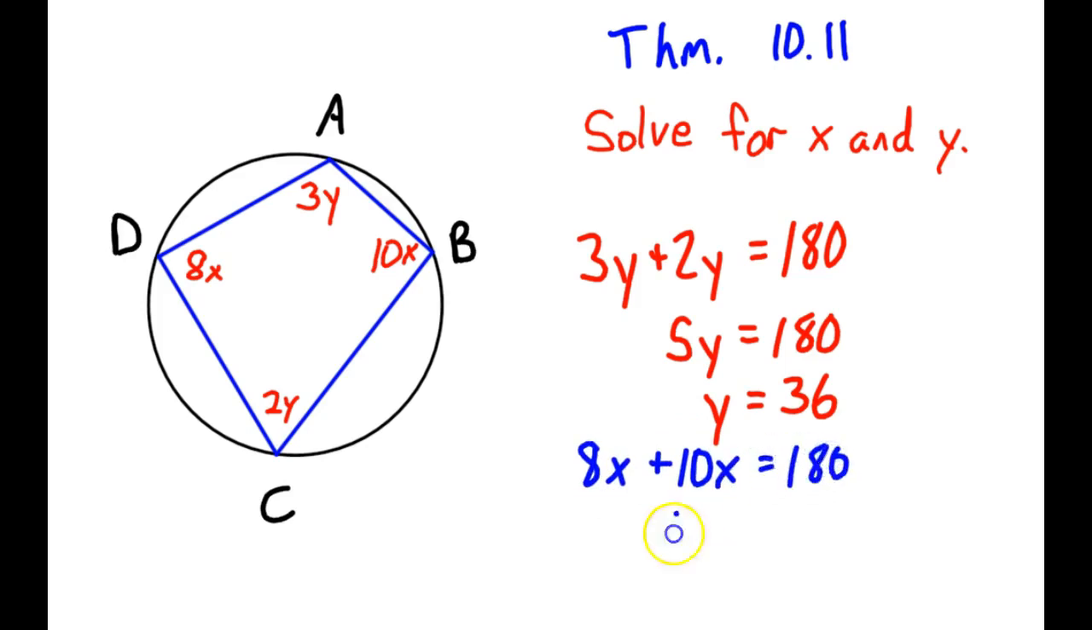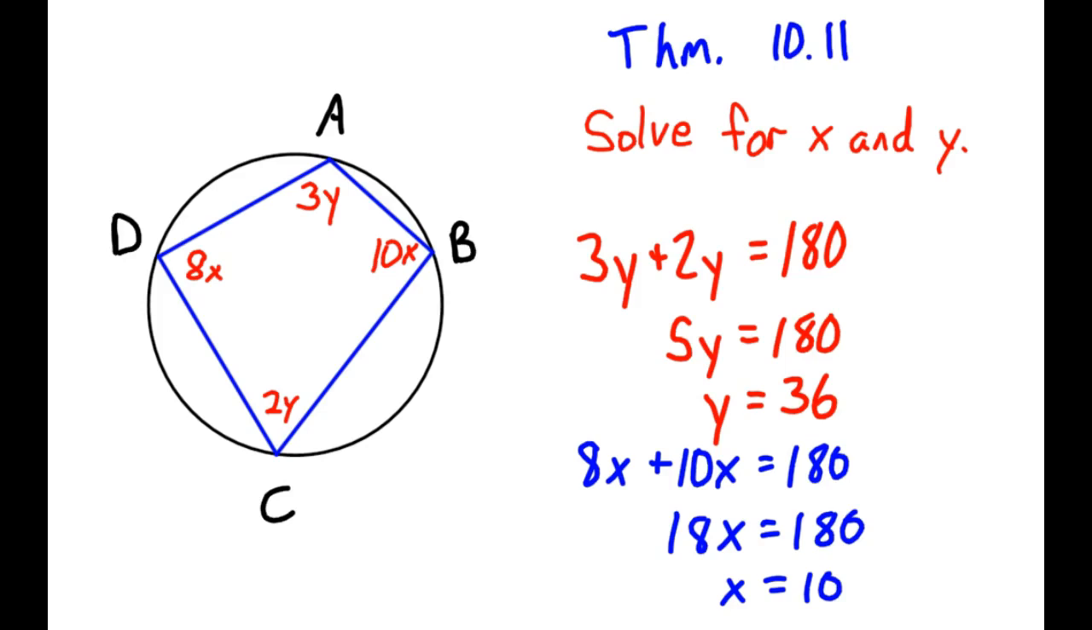So 8x plus 10x, we get 18x equal to 180. Now we would take 180 divided by 18, and we get a value of x is equal to 10. So that's how we can solve for those variables.